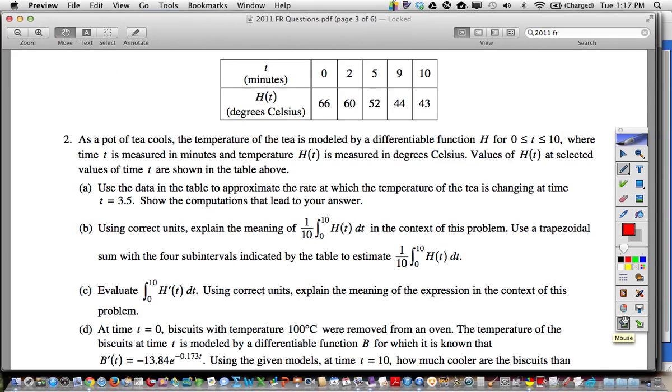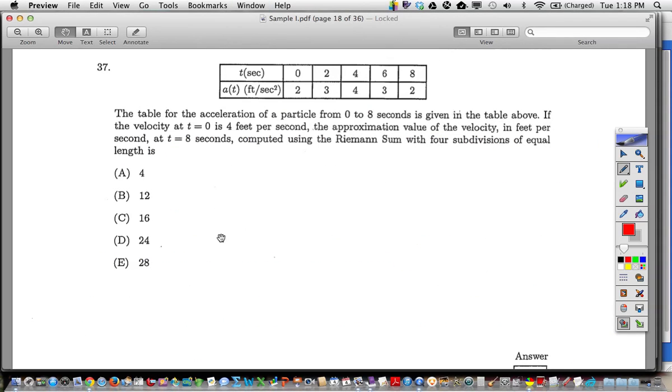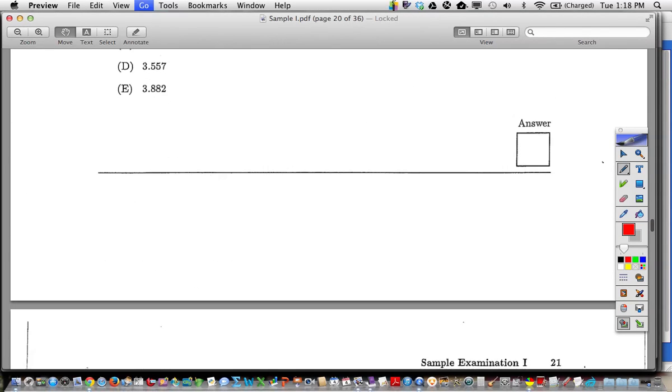Okay, let's do, well, let's see. What do we got? We got about 30 minutes left, so this will work out about perfect. I'll put a couple of problems up here. Sample 1. You can turn to that one right now, maybe. Sample 1, free response question number 3.